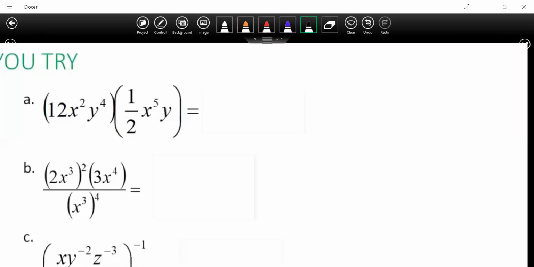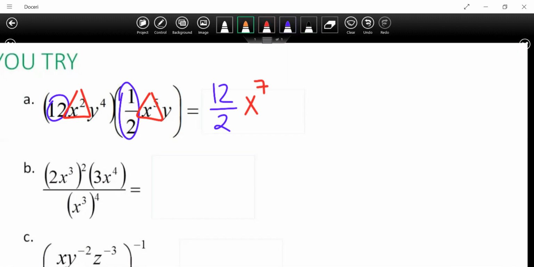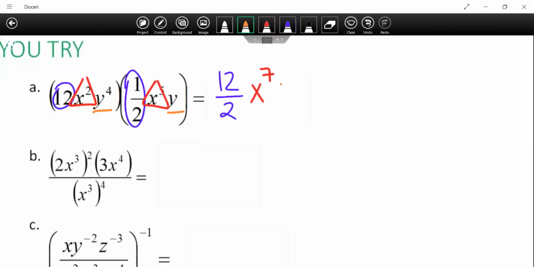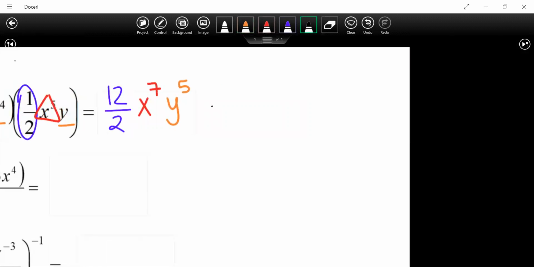Grouping our terms up, I'm going to go ahead and just group them. So 12 over 2 is going to deal with my whole numbers first, just get them out of the way. I have my x's with the same base, so it's going to be x to the 7th. And then my y's are going to be grouped, so it's going to be y to the 5th. 12 divided by 2 is 6. X to the 7th, y to the 5th. Done.